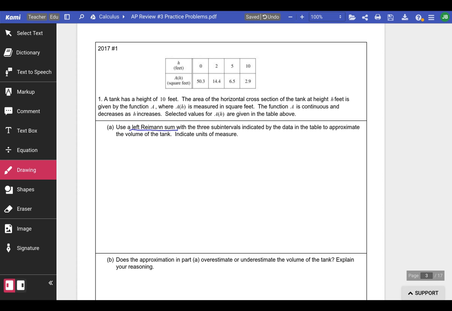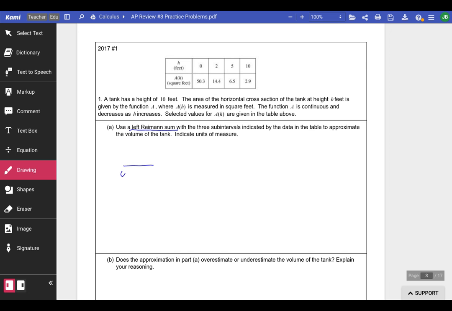So the idea here is what they're giving us in the table is areas of cross sections of that tank. If I were to add up all of those areas, we know an integral is used to add things. So if I add up all those cross sections, I should get the volume of the tank. So let's set up our left Riemann sum.